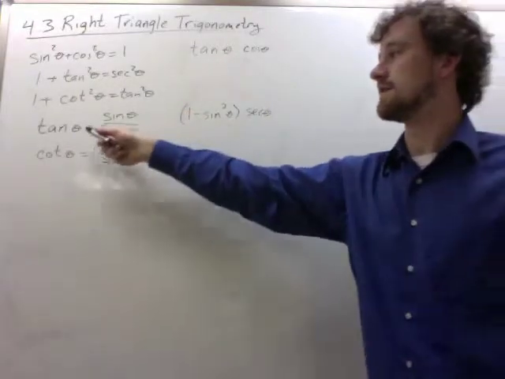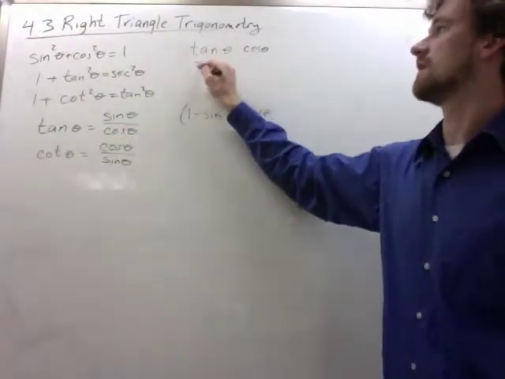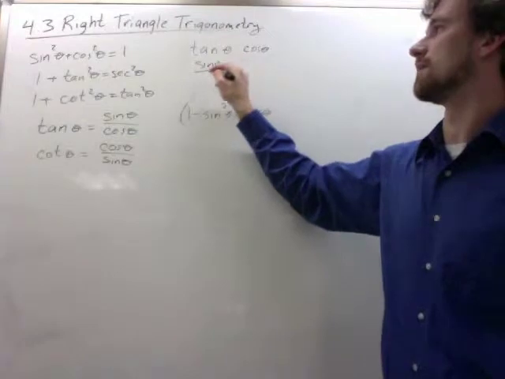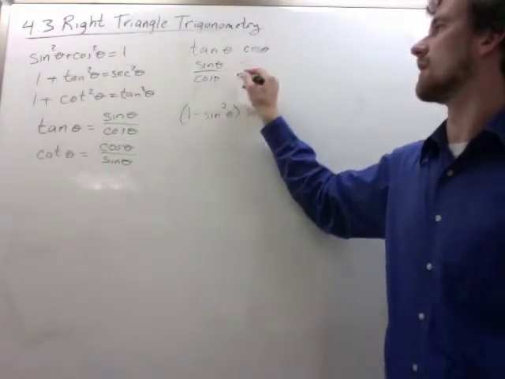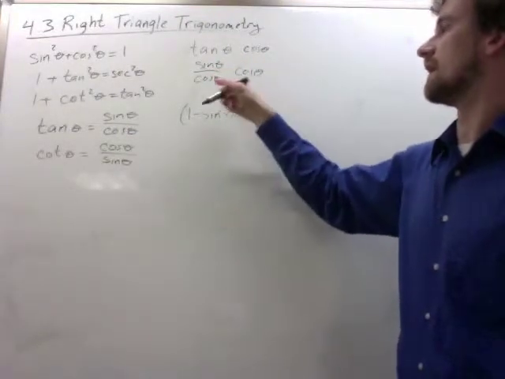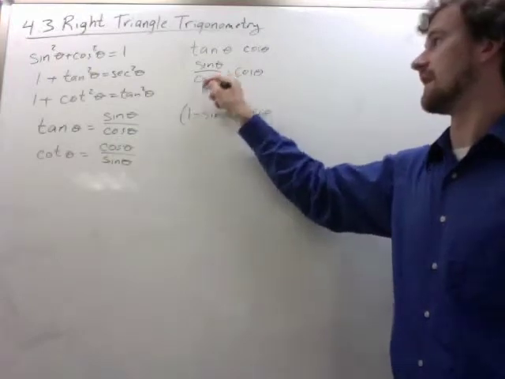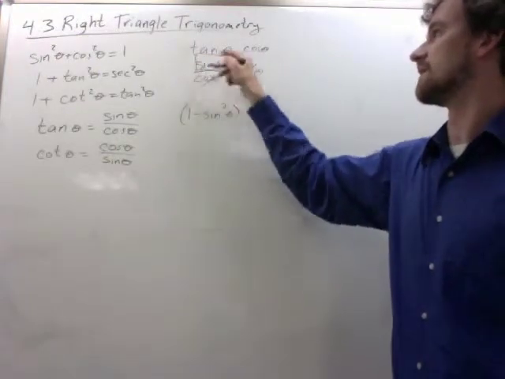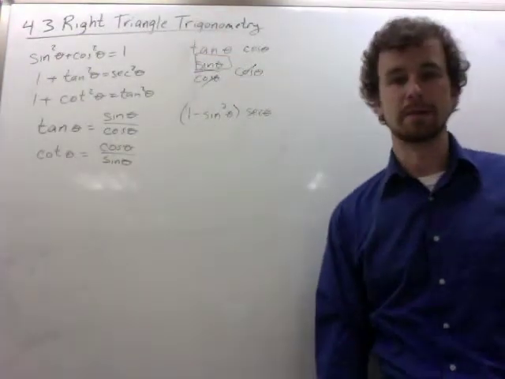Tangent theta is equal to sine over cosine. So we can plug in sine theta over cosine theta. And here we can see a cosine theta cancels out. So this expression simplifies to just sine of theta.